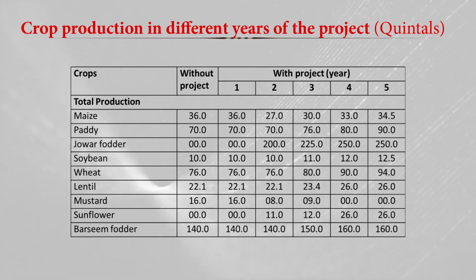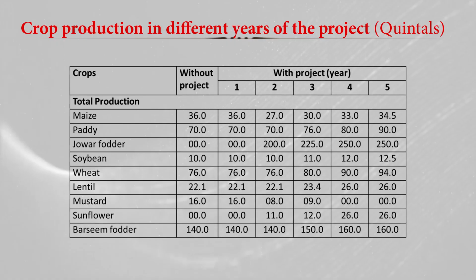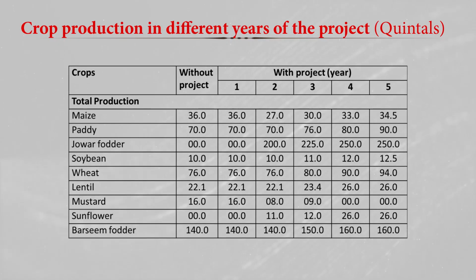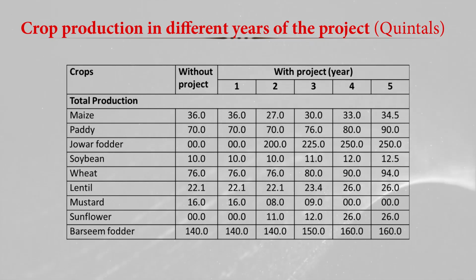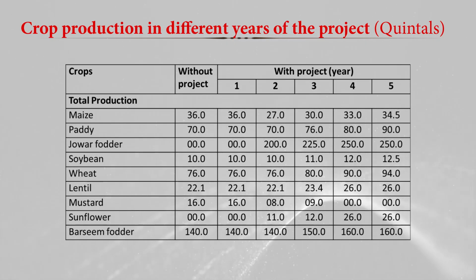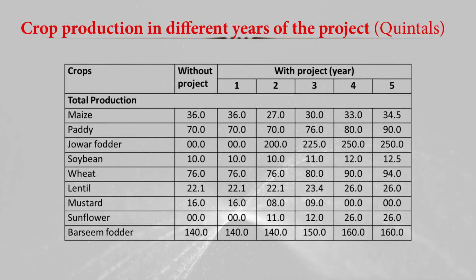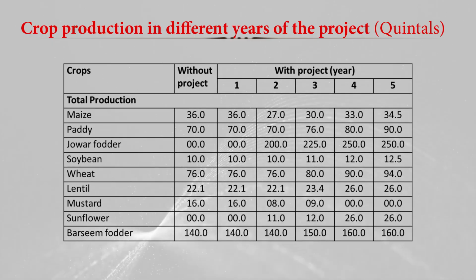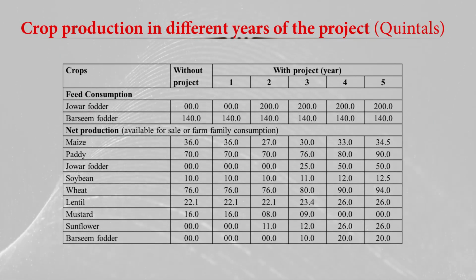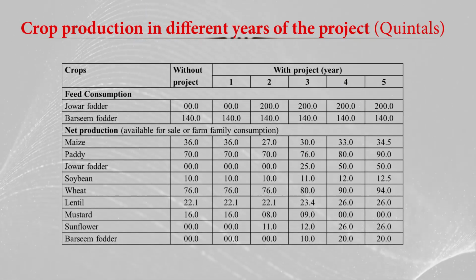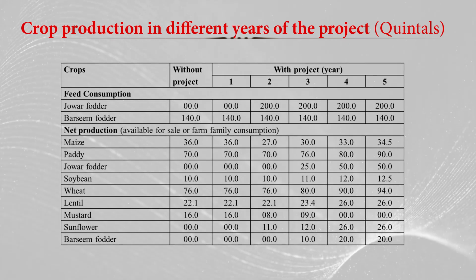Like we have the crops like maize, paddy, and jowar fodder, soybean, wheat, lentil, mustard, sunflower, and berseem fodder. So here we have calculated the production by multiplying the yield with the area under different crops. And here again we also have to calculate the feed consumption.